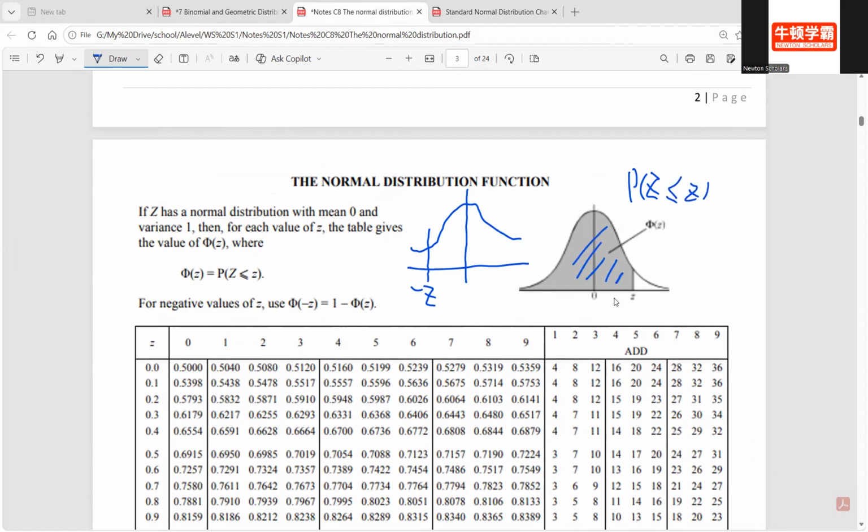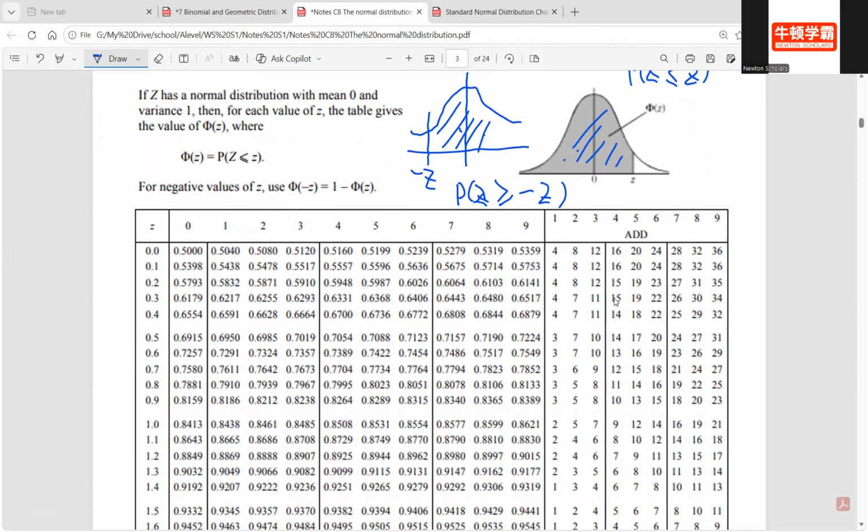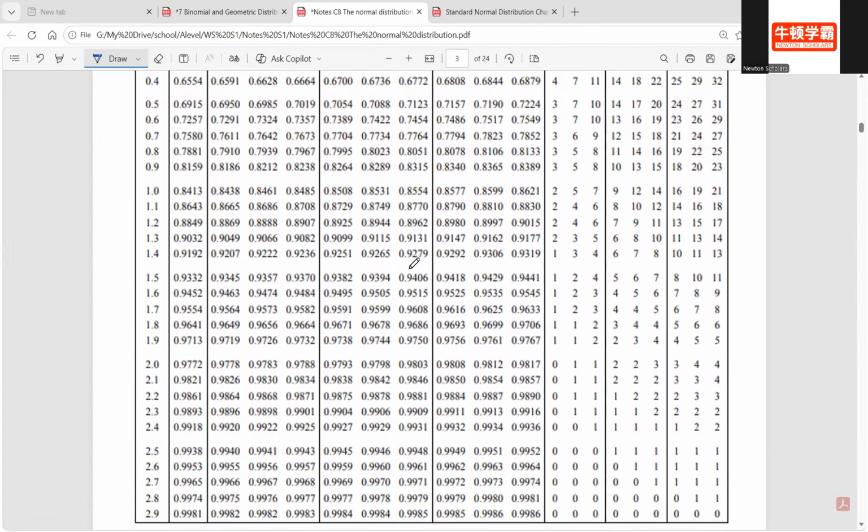I can also state that it is the same as P(Z more than negative z), more than, that means here. So both areas are the same. We're talking about area, so no positive and negative. And what is the value you're finding here? The Z value gives the probability. Okay, it's the probability.